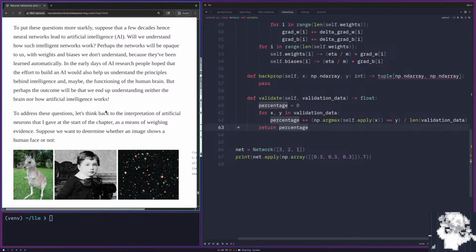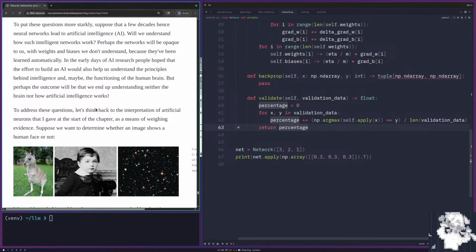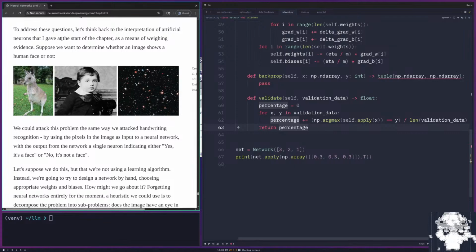In the early days of AI research, people hoped that the effort to build an AI would also help us understand the principles behind intelligence, and maybe the functioning of the human brain, but perhaps the outcome will be that we end up understanding neither the brain nor how artificial intelligence works. To address these questions, let's think back to the interpretation of artificial neurons that I gave at the start of the chapter, as a means of weighing evidence.